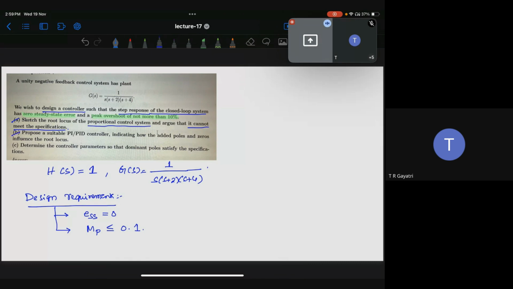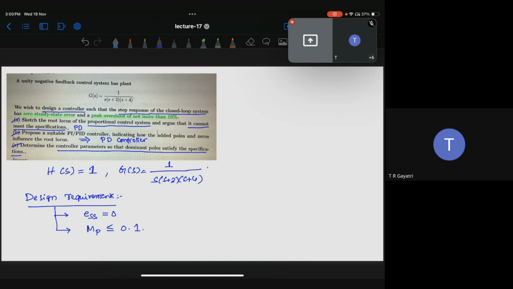Second, propose a suitable PI, PD or PID controller, indicating how added poles and zeros influence the root locus. So what we do here is take the PID controller as an example and see how this question is solved. Then we have to find the controller parameters so that the dominant poles satisfy the requirements. Okay, so let's start with the first question.